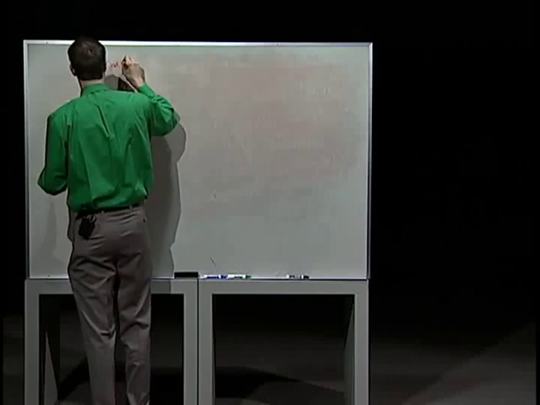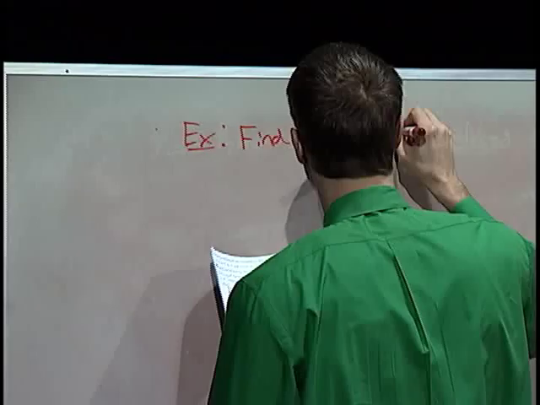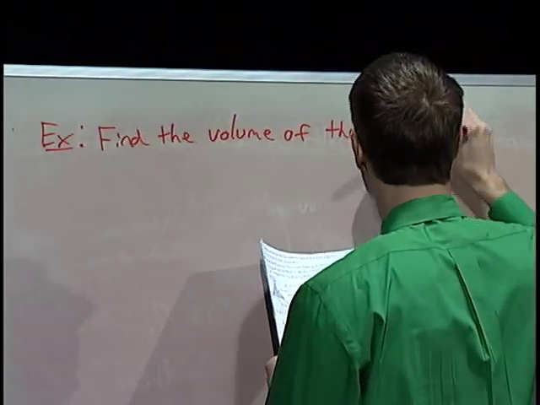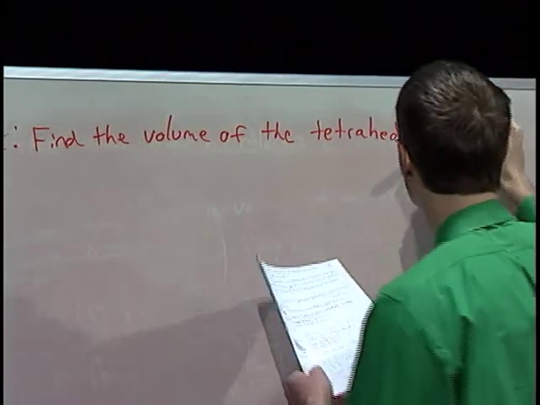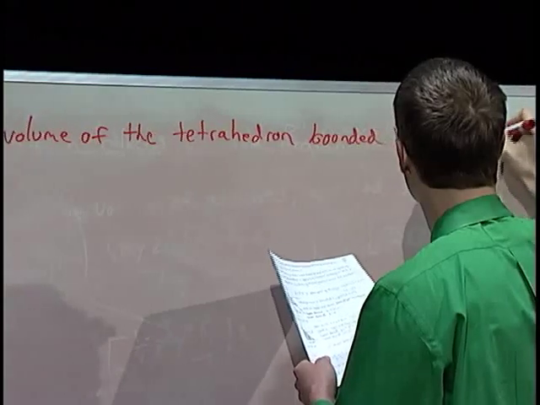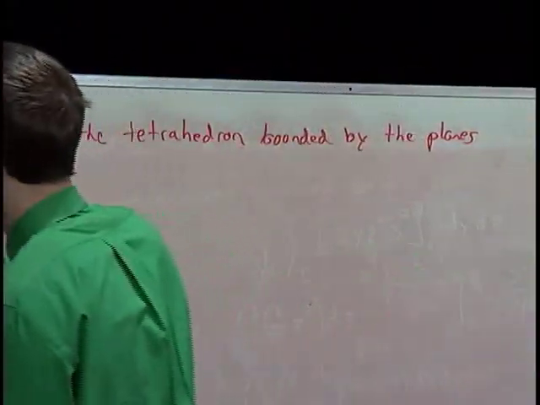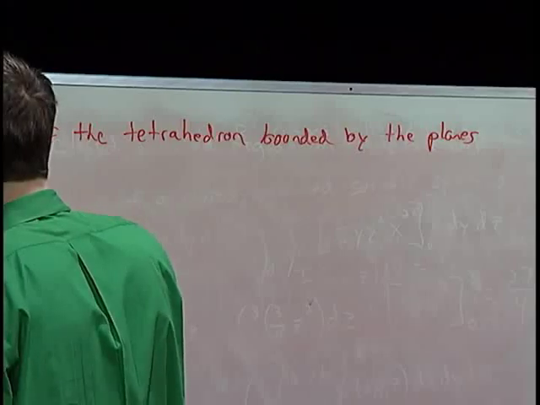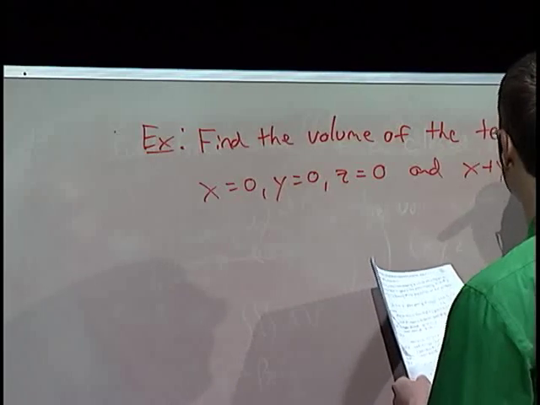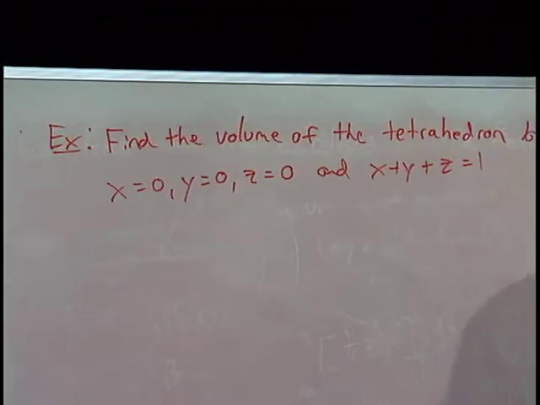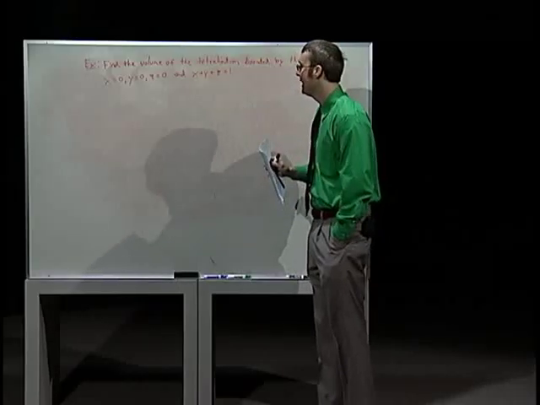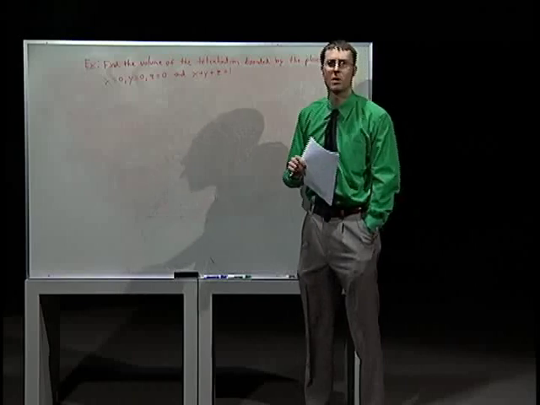So let's find the volume of the tetrahedron bounded by the following planes: x equals 0, y equals 0, z equals 0, and x plus y plus z equals 1. Okay, so what we want here is we need limits of integration for x, y, and z.